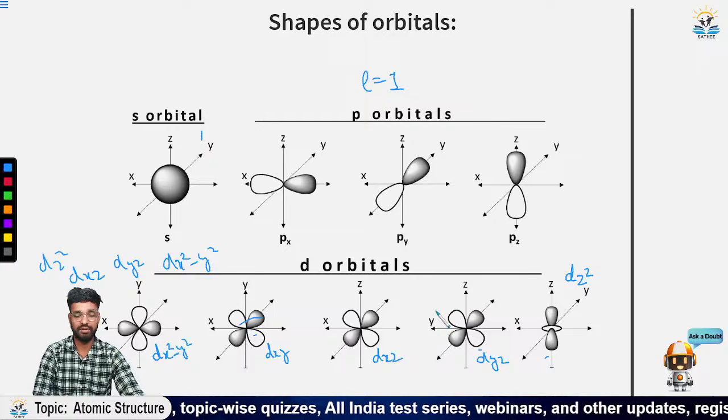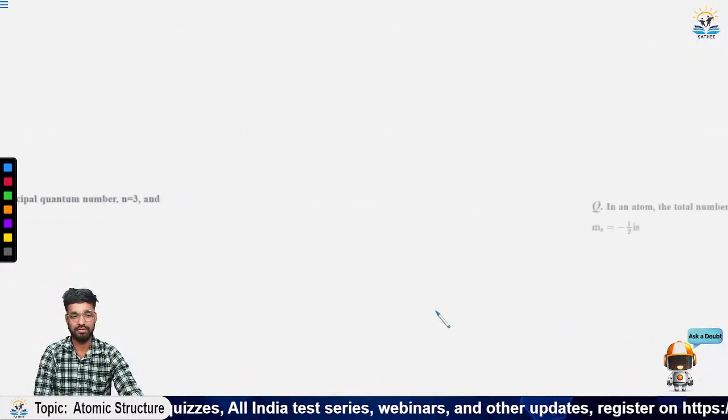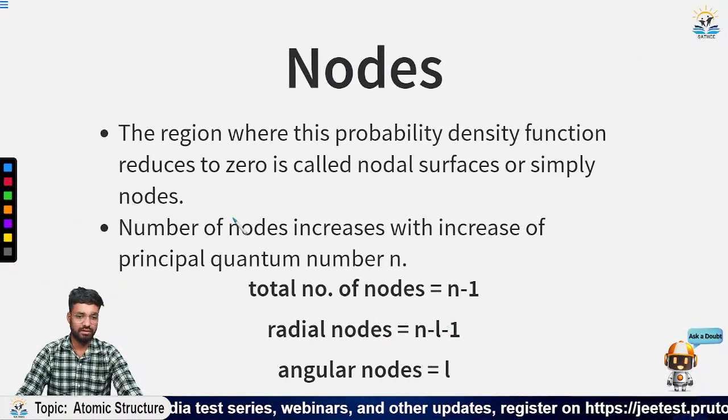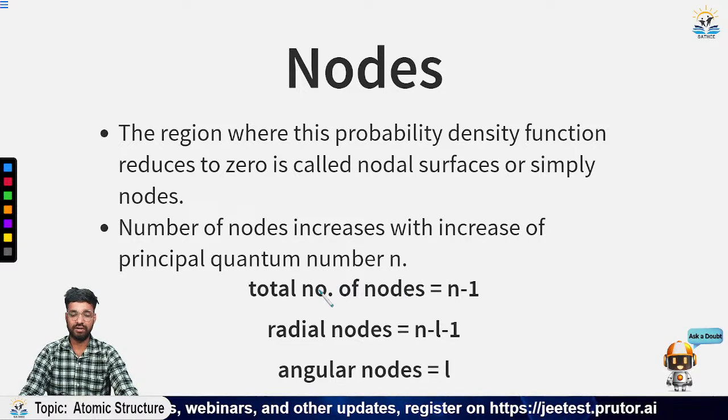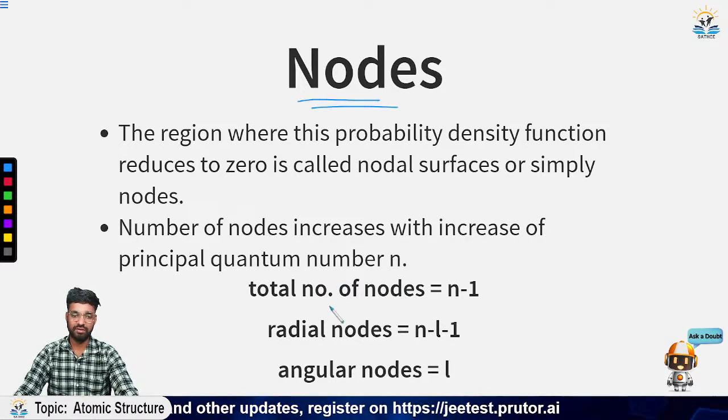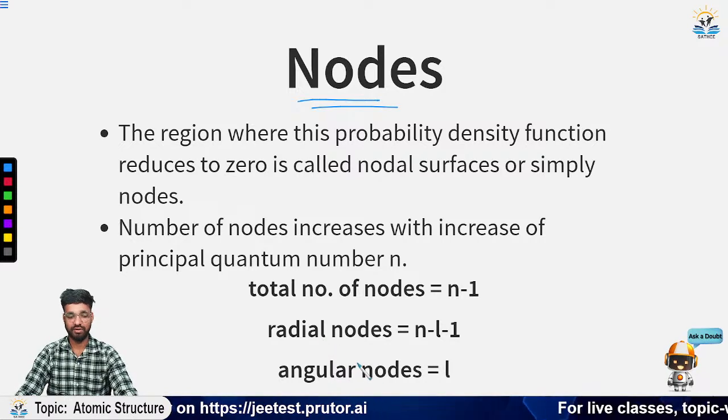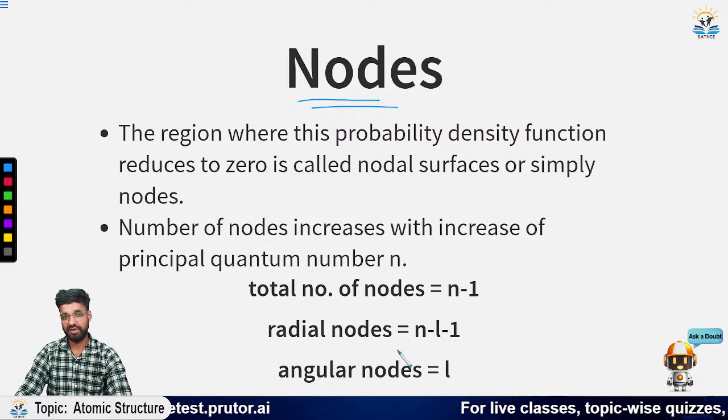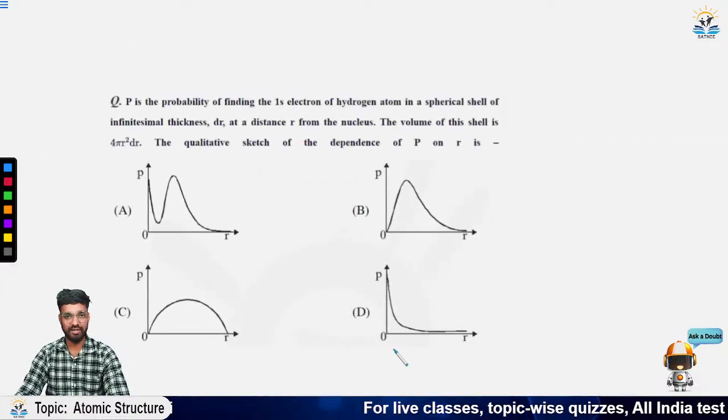Now if we go back to our node slide, there are some formulas for describing the total number of nodes, the number of radial nodes, and the number of angular nodes. I will make it clear one by one what is a radial node and what is an angular node.